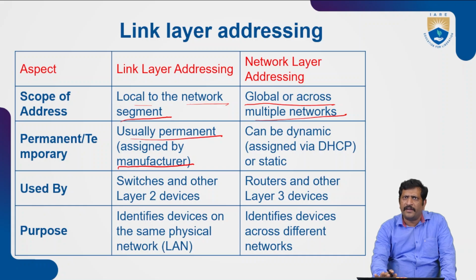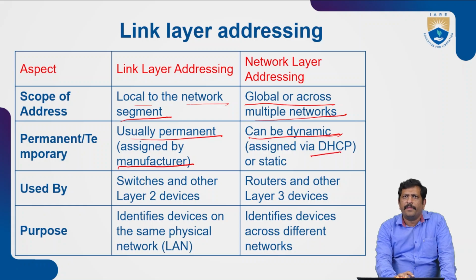It is permanent. And network layer addressing can be dynamic, depending upon the network configuration. This network layer addressing can be changed. Suppose IPv4, which has an IP address, that can change with the help of some software. Network layer addressing can be changed. That is assigned via DHCP or static.